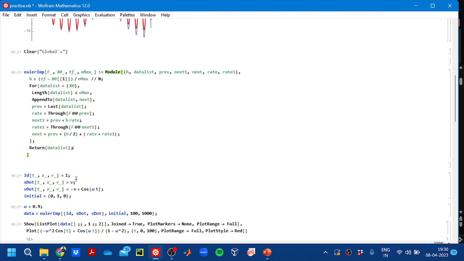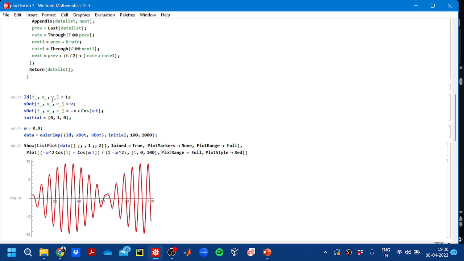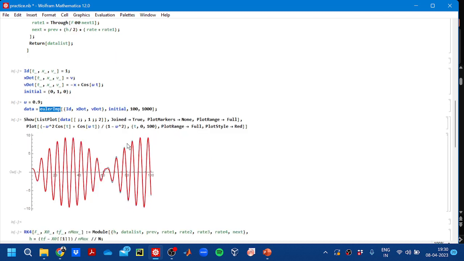So for the same differential equation and same initial condition, we can solve the equation using this RK2 method. As you can see here, this blue curve corresponds to the RK2 method, and the red curve is the exact solution of our system. As you can see, they are closely matching, so you can increase the number of data points, maybe 4000. Let me check.